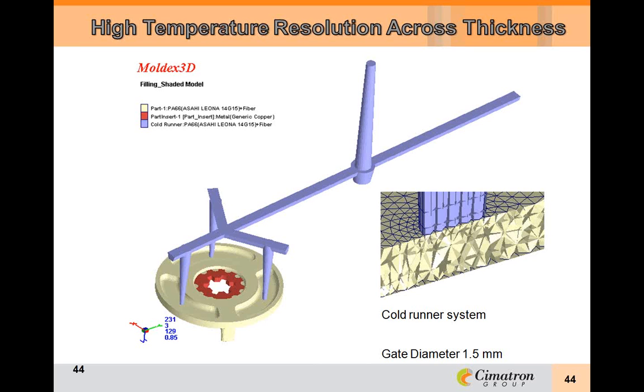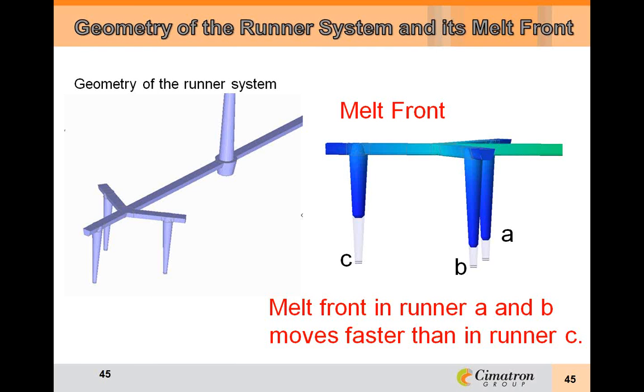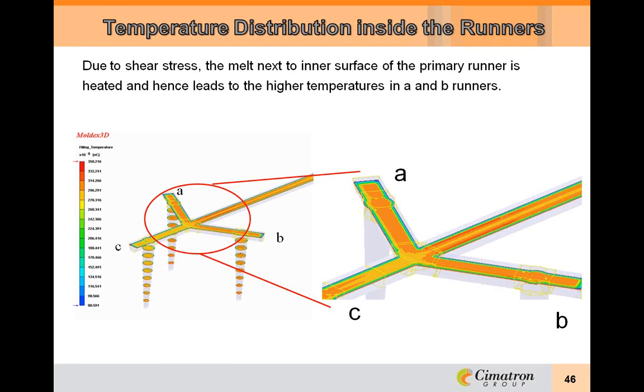Let's take a look at another similar example. Logic would tell me that gate C would fill ahead of A and B since it is along the straight path of the filling material. But in reality, it lags behind A and B. And here we can see why. Note the heat pattern as illustrated by the darker orange color. We can see that A and B are hotter than C.